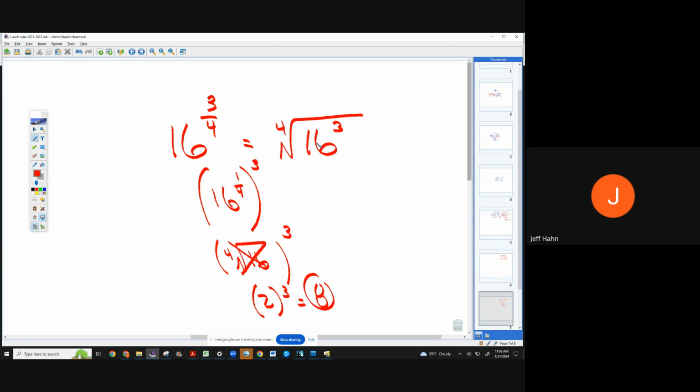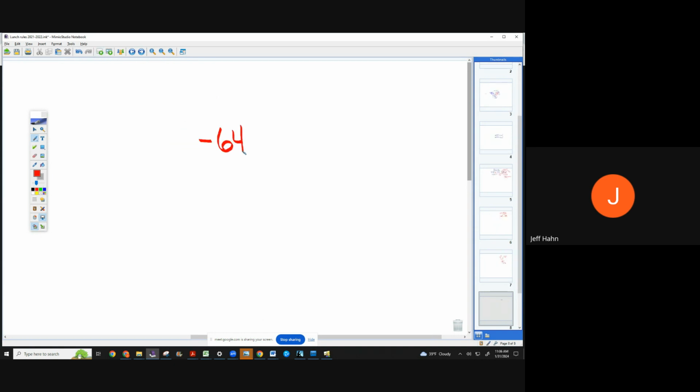Just say no, because it's a struggle. Let me give you another one. Negative 64 to the 2/3 power. Remember, you can think about it like this. This is the index number, right? The cube root of negative 64 squared.